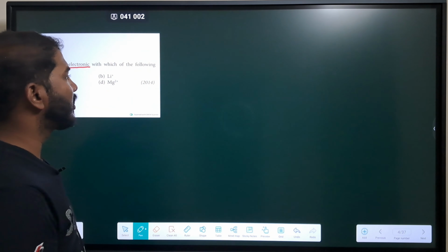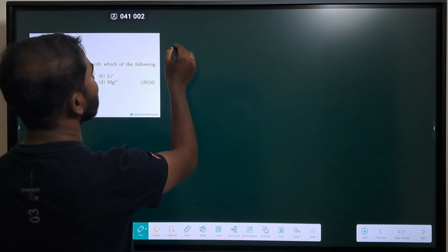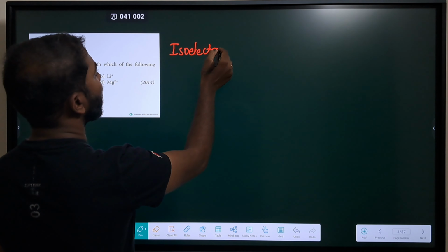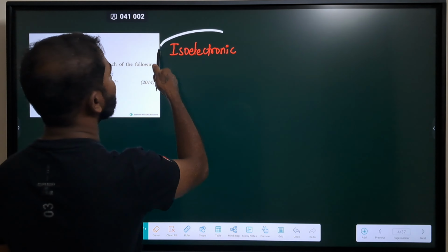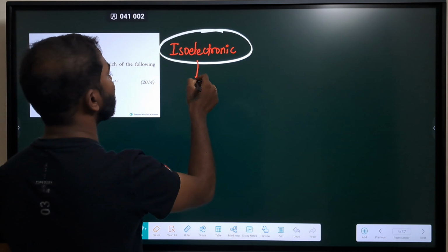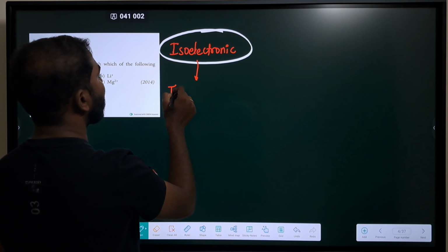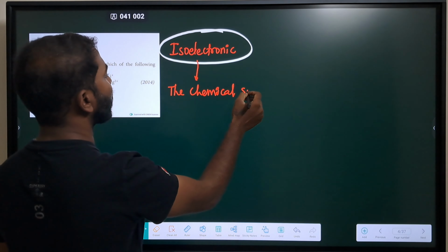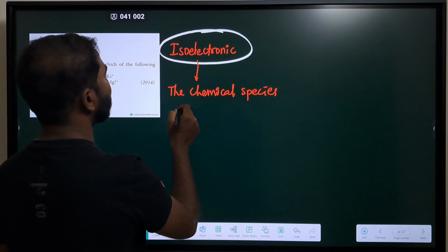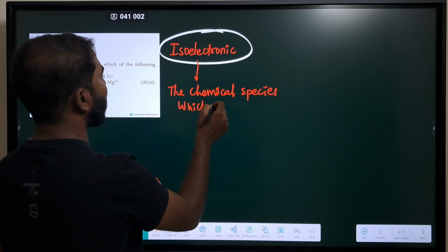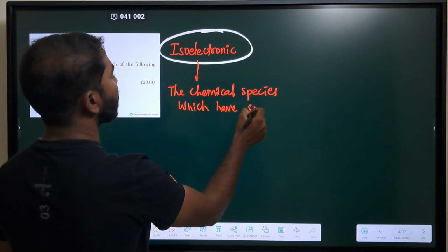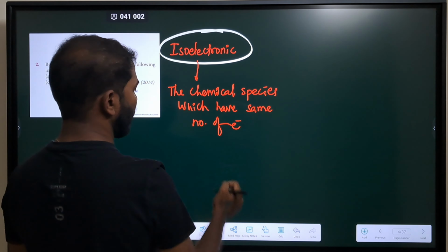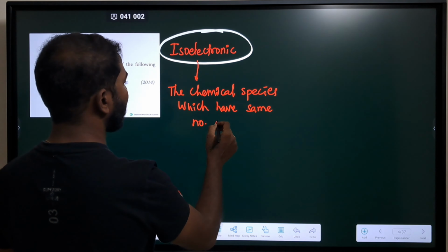Isoelectronic, the word itself is very important. The term isoelectronic means same number. The chemical species, this point is very important, the chemical species which have the same number of electrons. So we need to worry about the number of electrons here.